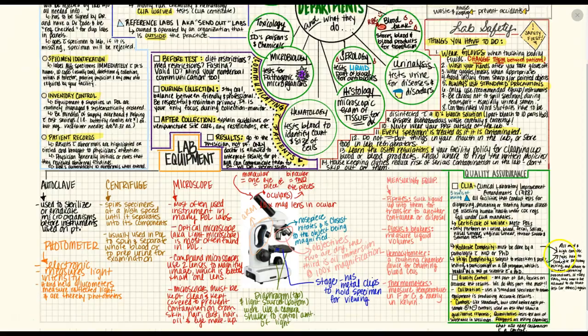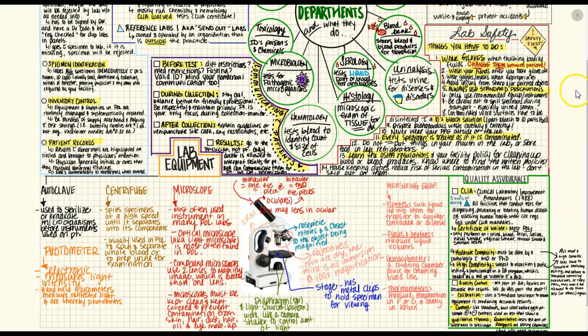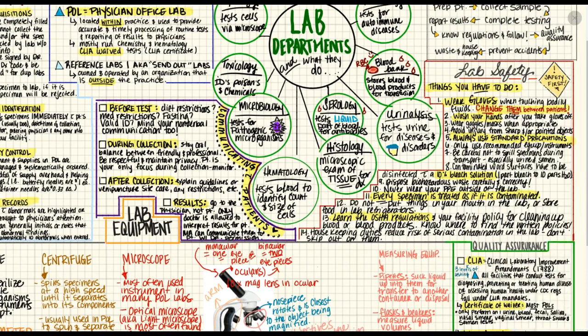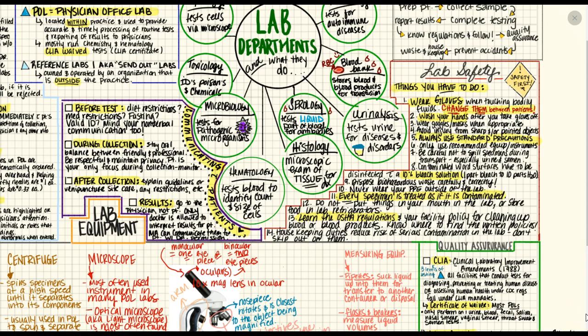All right, so down to lab safety. These are things that you have to do. So in order to maintain lab safety, let me blow this up for you a little bit, maybe move it over here, there you go. Things that you have to do. You have to wear gloves when you're touching bodily fluids. Not only do you have to, you should just want to because it's gross if you don't. Aside from it just being plain gross, it's dangerous if you don't because you should consider all specimens to be contaminated, which is number 11 down here.